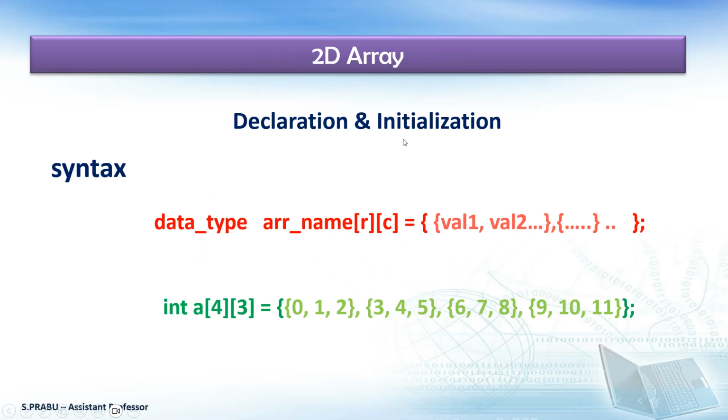I already told initialization is nothing but when we declare a variable giving initial values. So data type, array name, row and column subscript that can be specified by two different open braces and closed braces. This can be easily understood by this example. So this array contains 4 rows and 3 columns. Let's see how to read the two-dimensional array values and print the same values.